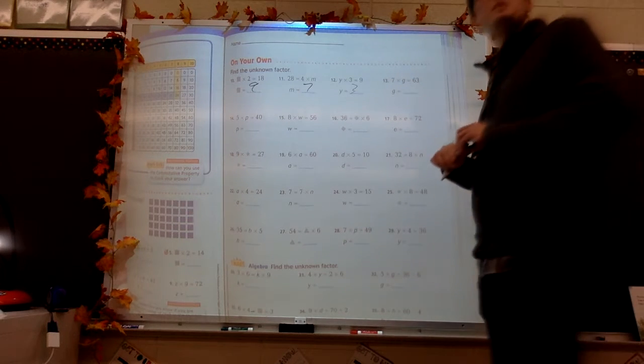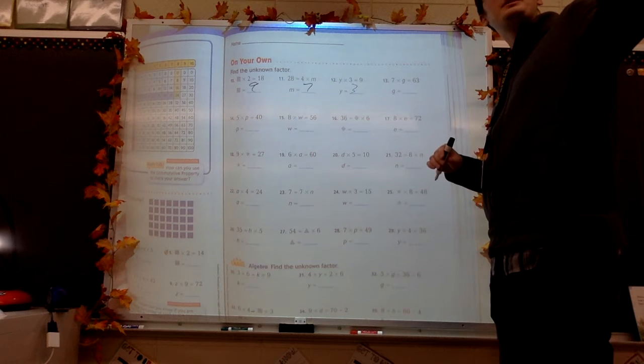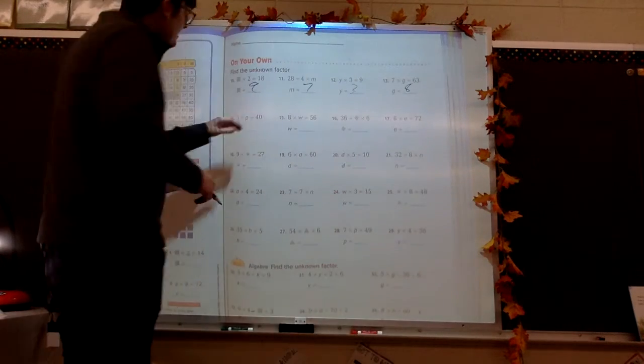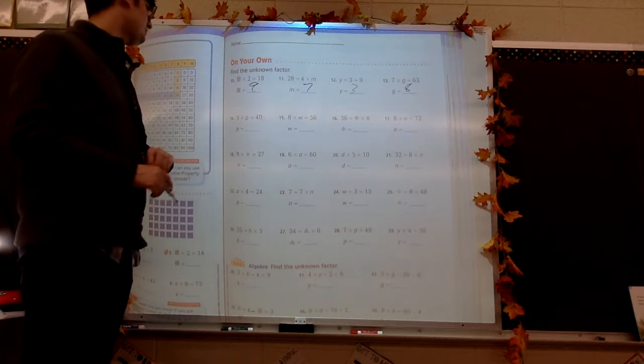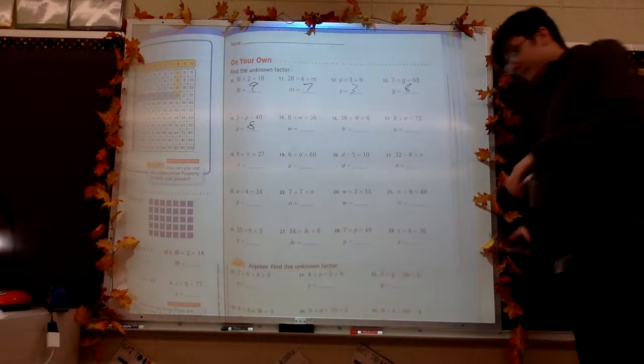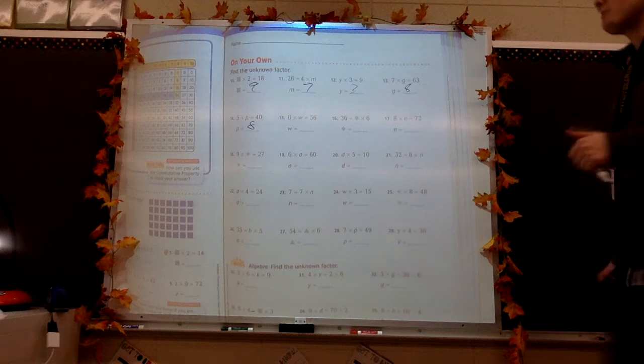That would be 1, 2, 3, 4, 5, 6, 7, 8. 8. For 5 times p equals 40, that would just be 8. For 8 times w equals 56, I have to do some quick math here.